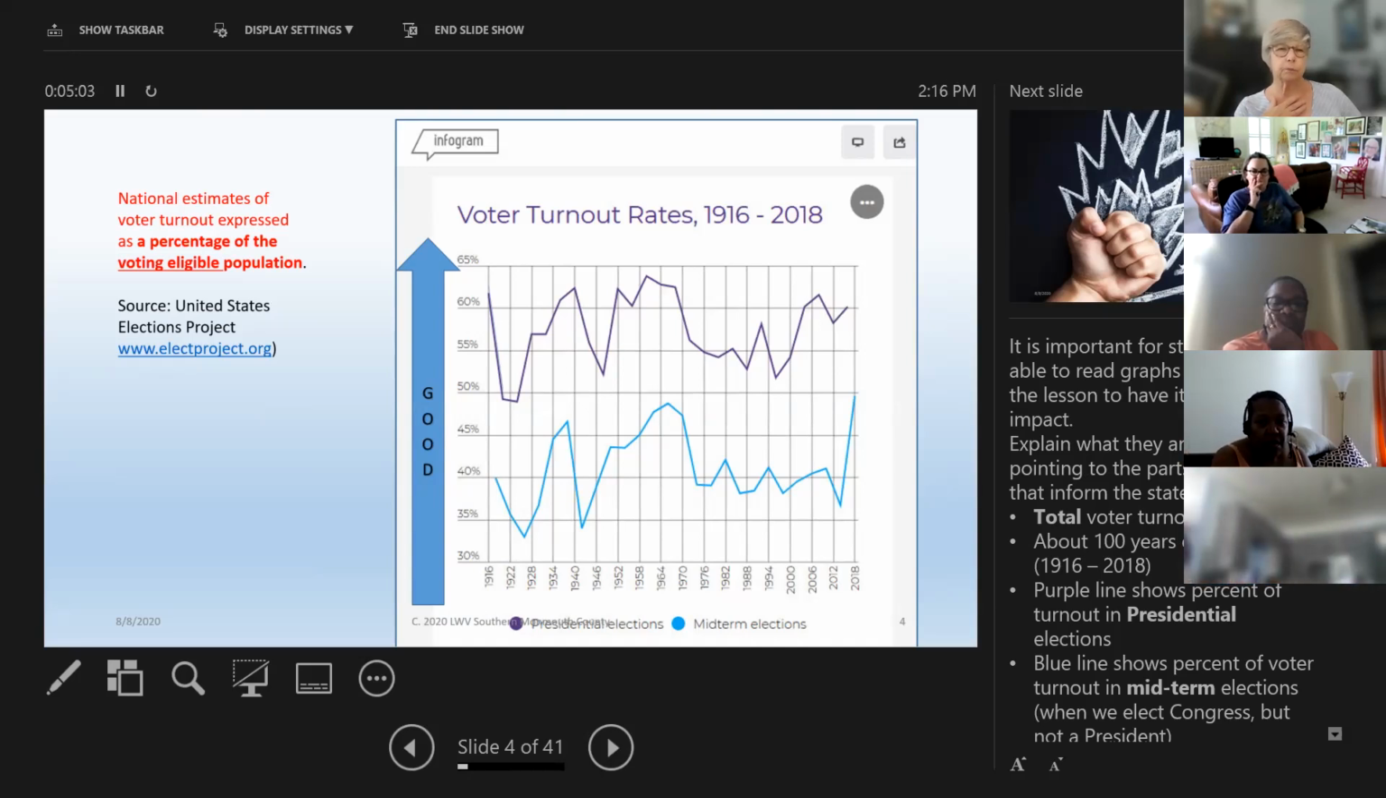Rosemary? That people tend to participate more often in national versus local elections. Good one. What else? And you don't have to raise your hand. You can just call out. The two lines sort of follow each other, even though they're widely spaced apart. Generally, they have the same ups and downs. Okay. Yeah. Anything else you notice?